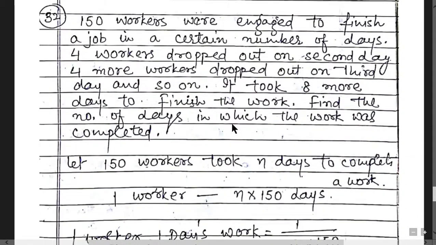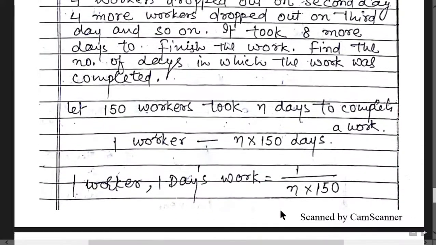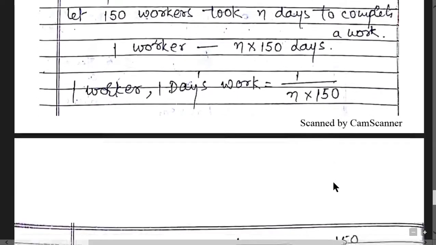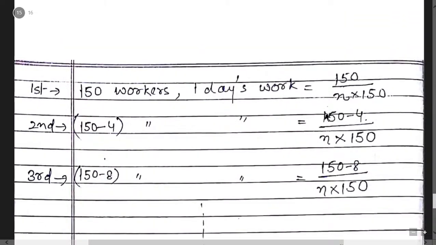This question is very important as far as time and work problems are concerned. 150 workers were engaged to finish a job. 150 workers are there. It took n days to complete the work, so one worker will take n into 150 days. Then one worker's 1 day's work is 1 divided by n into 150. If there are 150 workers, it means 150 divided by n into 150.